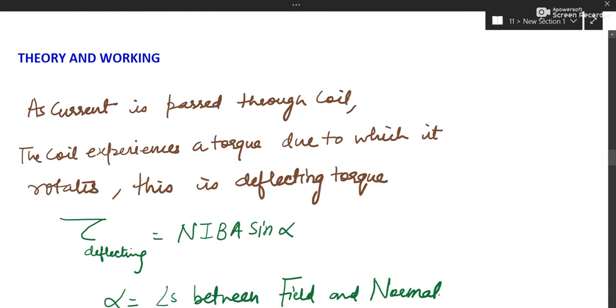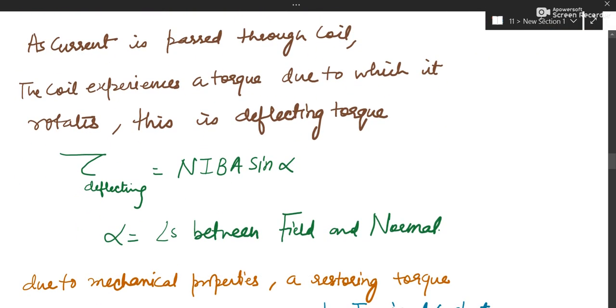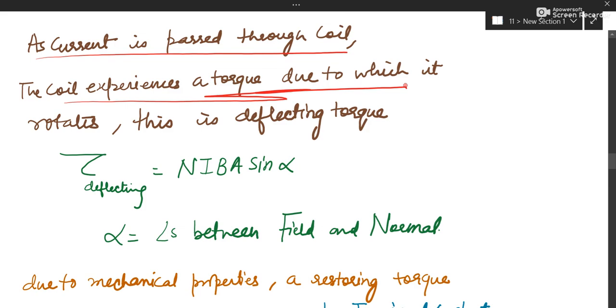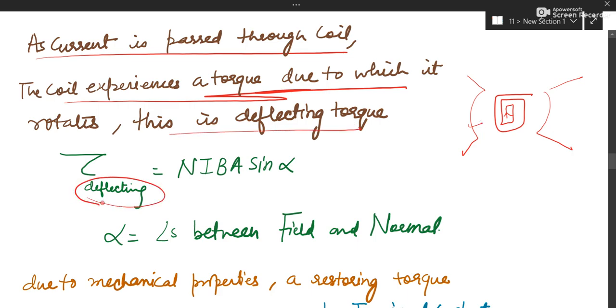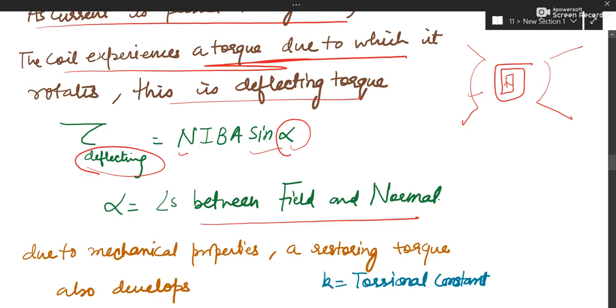Coming to theory and working. You begin with this: as you pass the current through the coil, the coil will experience a torque because it is placed in a magnetic field of the concave shaped magnet, due to which it will move. This torque is called deflecting torque and its formula is NIBA sin alpha. Alpha is the angle between field and normal, that we have just done. So due to this, the coil will deflect.